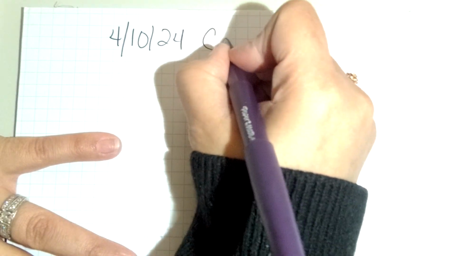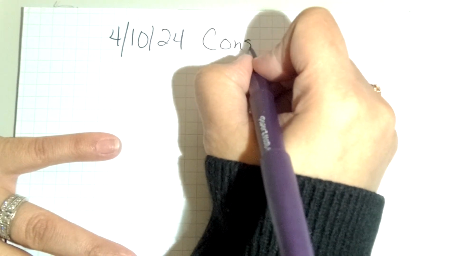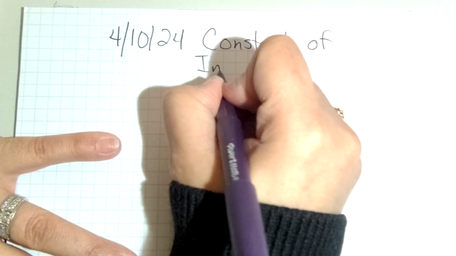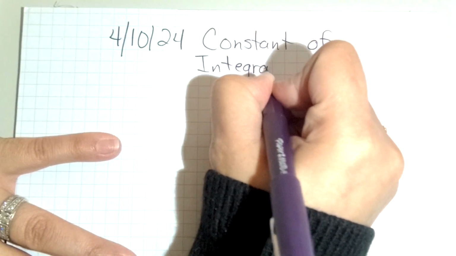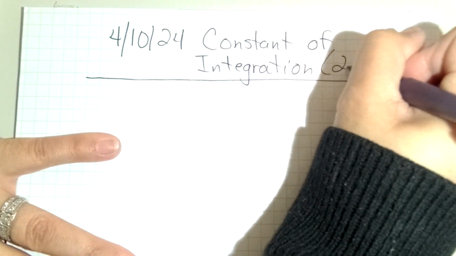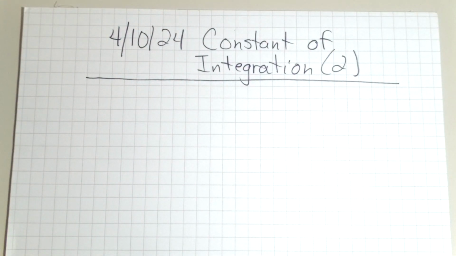We're going to be working on finding the constants of integration. We're going to be doing level 2 today. After we're done with notes and practice and examples, you're going to have an exit ticket.